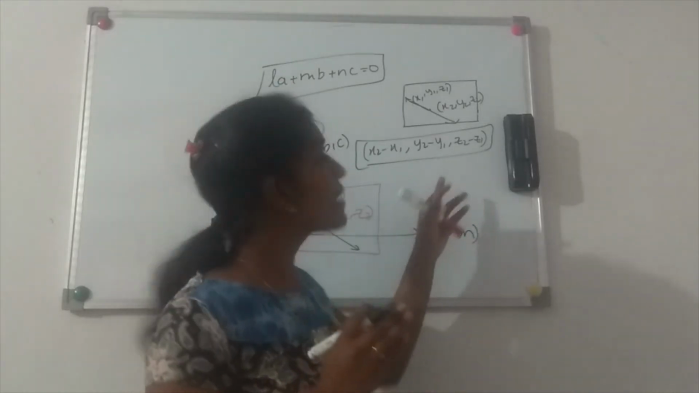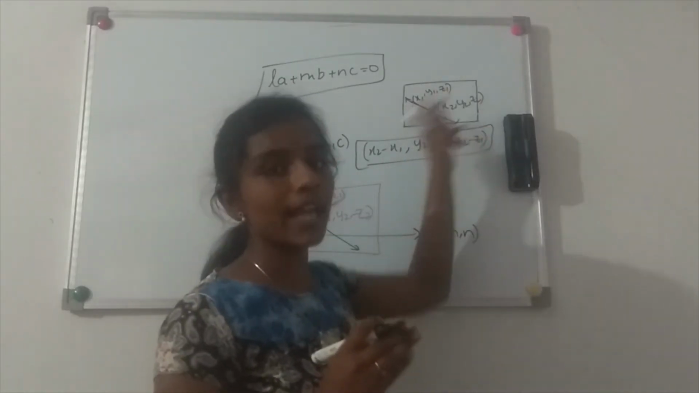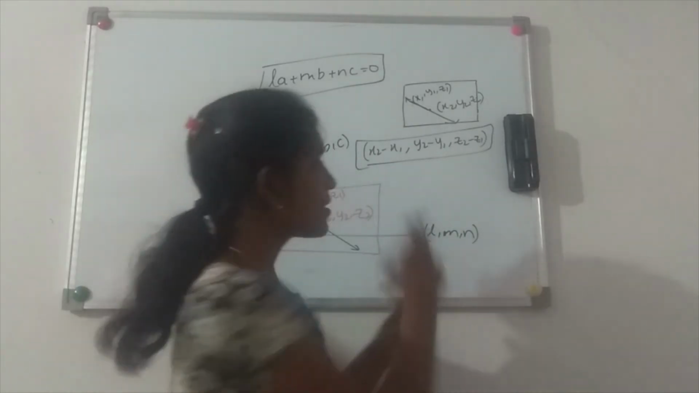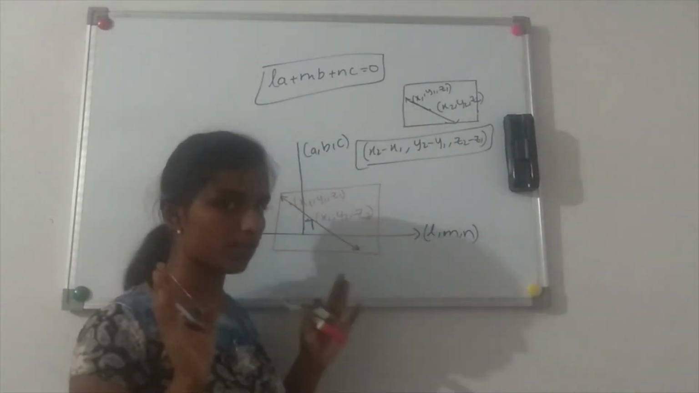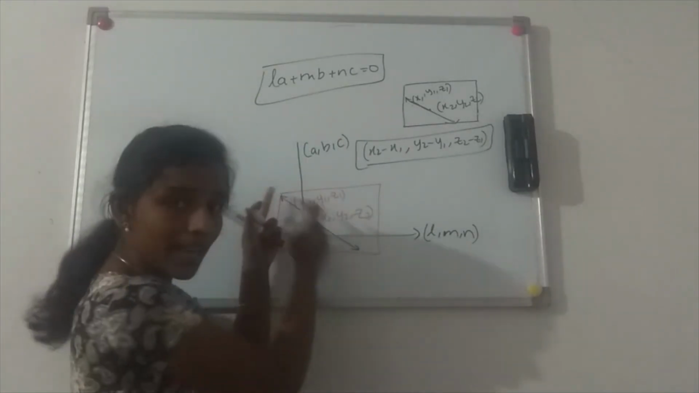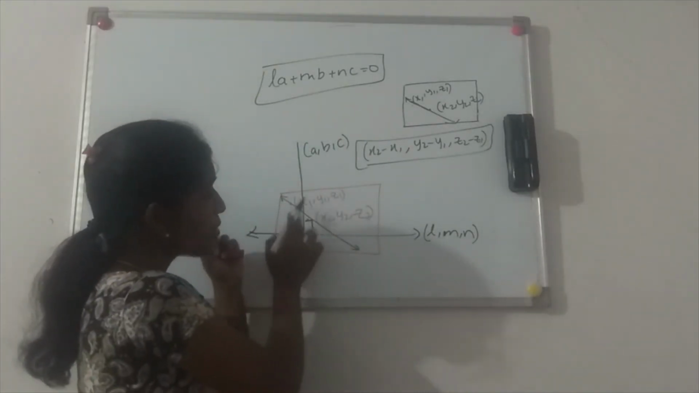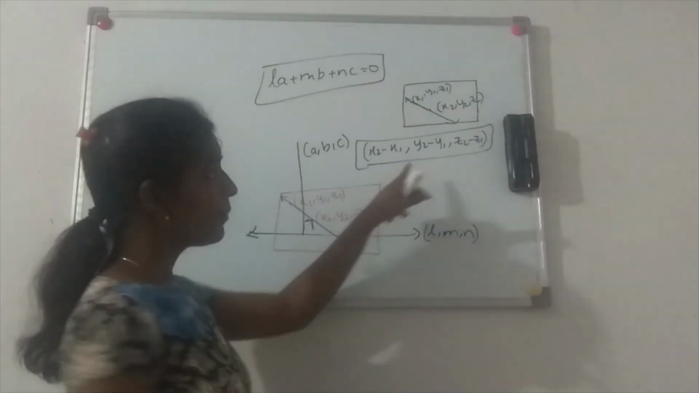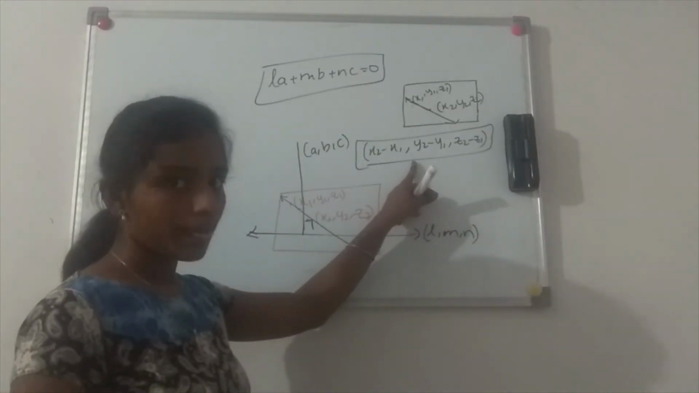DRs of the line passing through the points x1, y1, z1 and x2, y2, z2. This is a small, simple formula. You can remember it very easily. So now we will use it over here. If this is a line formed using x1, y1, z1 and x2, y2, z2, these will be the DRs, right?